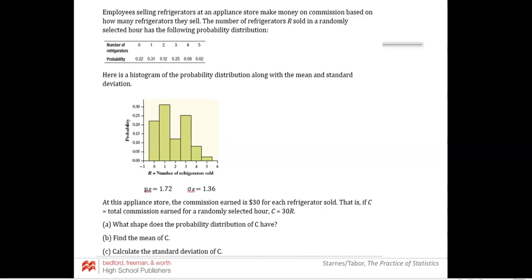So what shape would this new distribution have? It's going to have the same shape as the original. I guess that's skewed right. Bimodal, I mean, it's a strange one there. Find the mean of C.